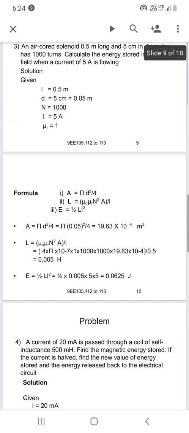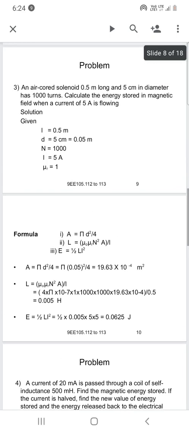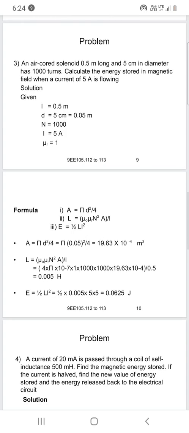So from this problem, we have to find the value of energy stored in the magnetic field. What is the formula for energy stored in a magnetic field? E is equal to half L I squared, where L is the inductance of the solenoid conductor and I is the current flowing. Here I is given, but the inductance of the air core solenoid is not given. So first we have to find the value of inductance.